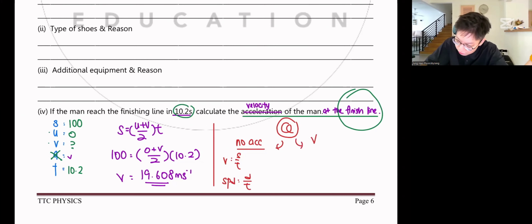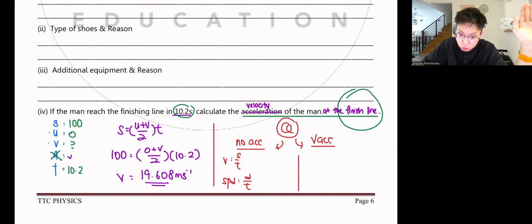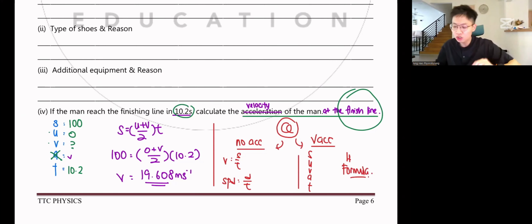But however, if your question has acceleration, then everything will change. You have to use the SUVAT method with the four formulas. So you must always check whether your question has acceleration or no acceleration before you even start your examination question. Don't write the formula first. So usually calculation, right, guys?